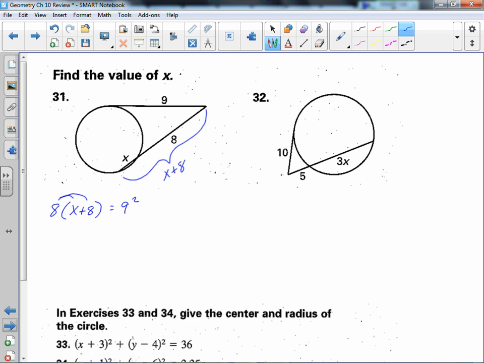So distribute the 8. 8x plus 64 is going to equal 81. Subtract 64 from both sides. 8x equals 17. And then divide by 8. So our x, you could have left it as 17/8, or if you divided it out, that should be 2.125.